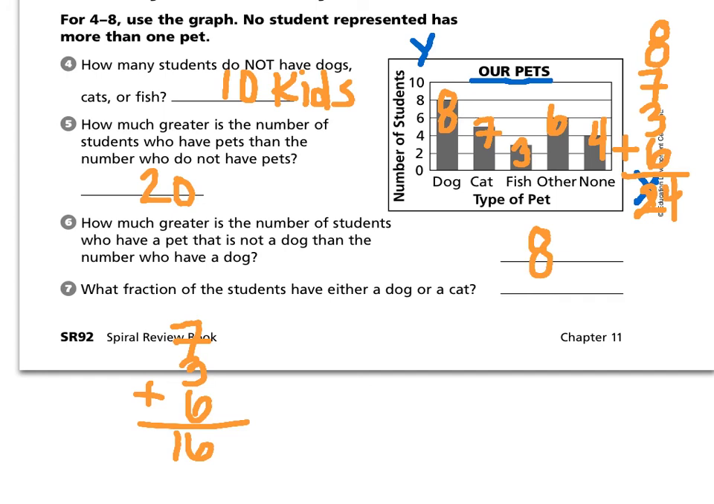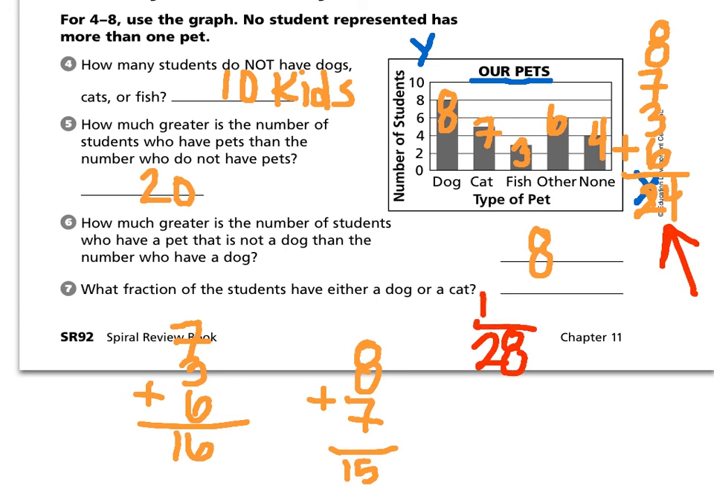What fractions of students have either a dog or a cat? So that would be 8 plus 7, which is 15. And then I need to figure out how many students there are all together. So going back and looking at this data right here, all I would have to do is add 4 more to that, and there would be 28 students all together, and 15 of them have either a cat or a dog.